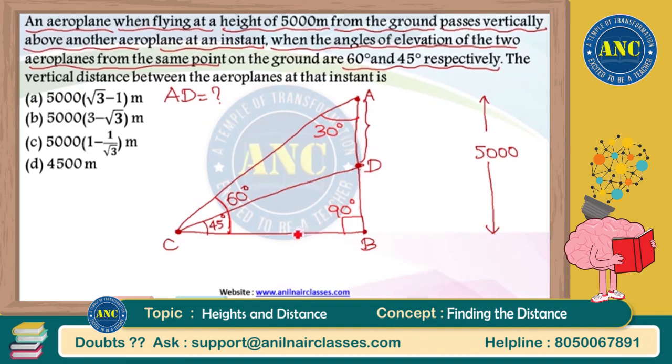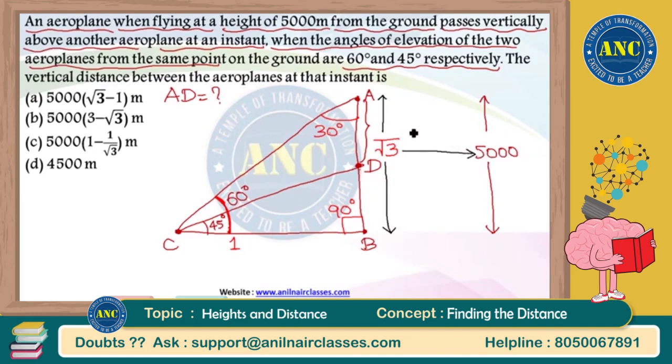So if I simplify further, opposite to 30, I will assume it as 1 unit. Then opposite side of 60, which is nothing but AB, is root 3 units. If opposite to 30 is 1, opposite to 60 will be root 3. According to my assumption, it is root 3. But according to the question, it is 5000. This root 3 is for the entire value, sir. Please remember, opposite to 60, the entire thing is AB, right? So according to assumption it is root 3.